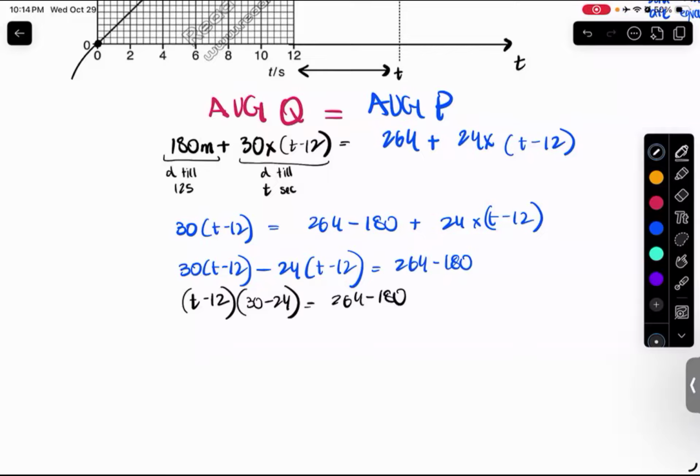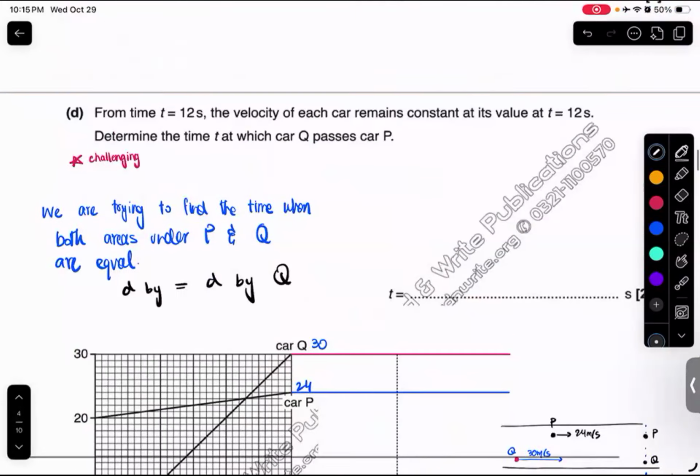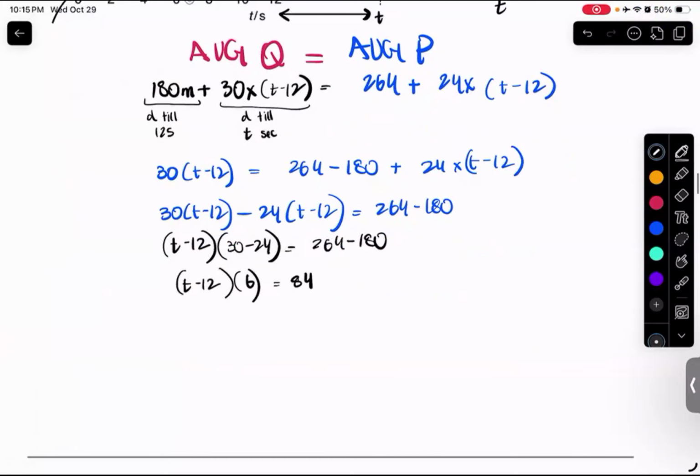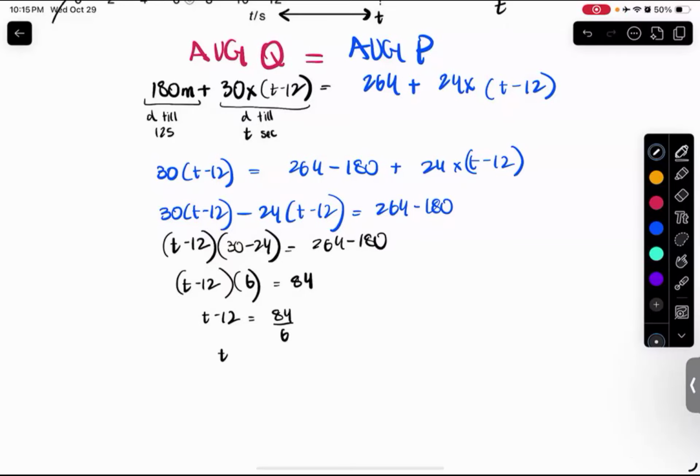So this, by the way, is just t minus 12 into what? This is 6 equal to 264 minus 180, which was what? That was 84. So that means t minus 12 equals 84 divided by 6. That means t equals 84 divided by 6 plus 12.